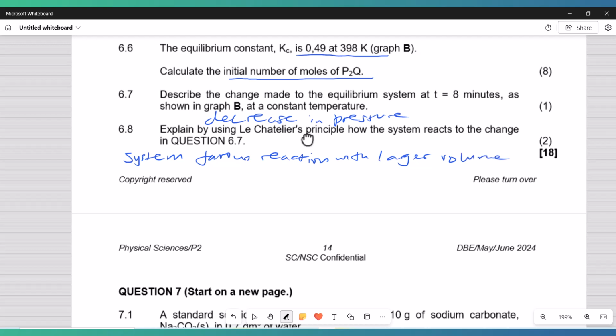So the forward reaction is favored. The forward reaction is favored. That's our answer there. Okay.